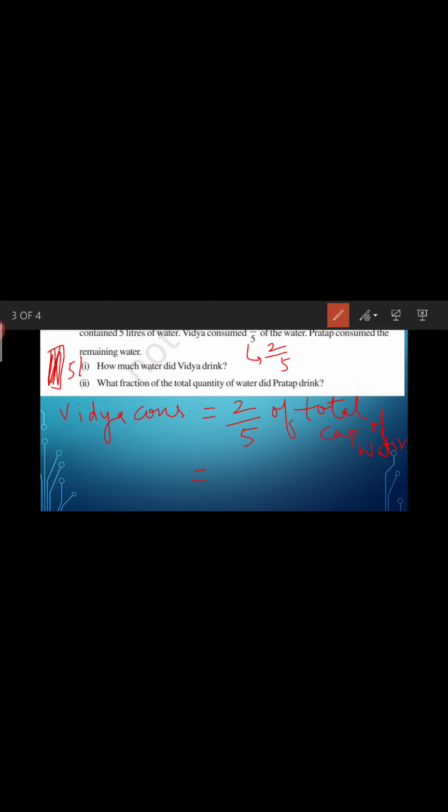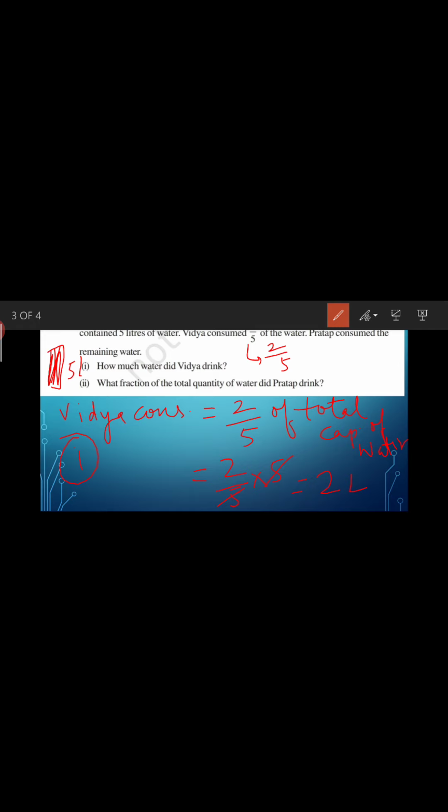ठीक है. नाउ टोटल कैपेसिटी वॉज हाउ मच? 5 लीटर. So 2 upon 5 of 5. So we have replaced of by multiplication here. So Vidya consumes 2 upon 5 of 5, that is 5 and 5 will cancel out. What will we be left with? That is 2 liter. That means Vidya has consumed 2 liter out of 5 liter. Okay. This was the first part.